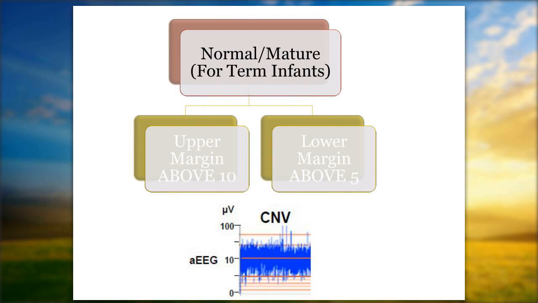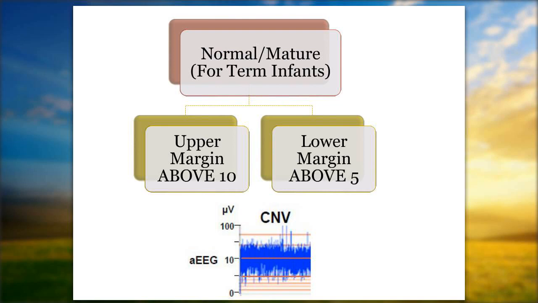All right, so let's talk a little bit more about what is normal or expected for a couple different age groups. First off, we want to talk about the term baby. What we're looking for with the term baby is a pattern that's known as continuous normal voltage. The way we define that is by saying that there should be the upper margin above 10 and the lower margin above 5. We just were showing that in the previous slide as well.